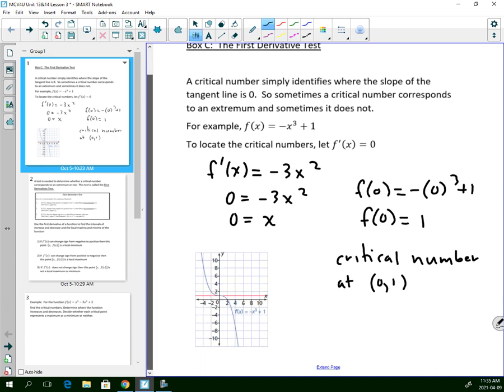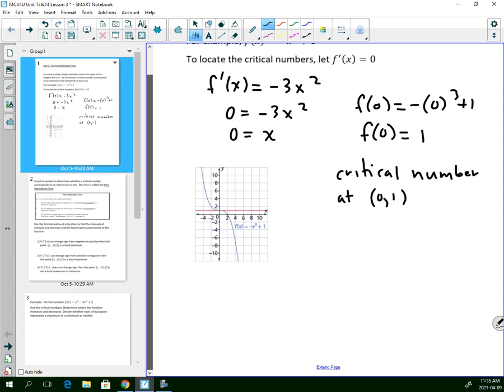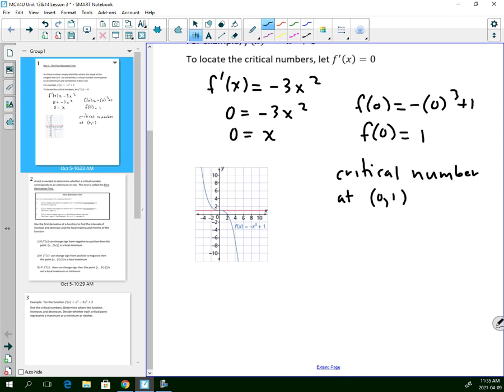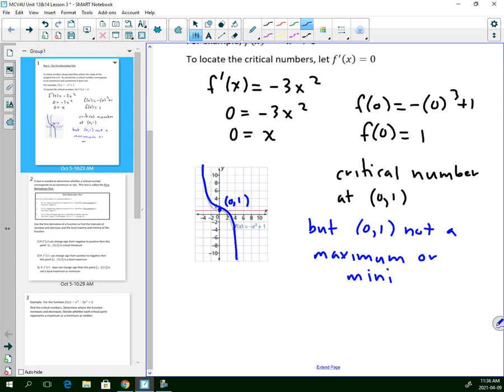But if we look at the graph of negative x cubed plus 1, which is here, we can see here's the point that we just found, the critical number. We found the critical number to be 0, 1. We can see that it is not a maximum or a minimum. In fact, the graph continues, it's decreasing, and then it continues to decrease. So 0, 1 is not a maximum or a minimum. So although it is a critical number, it is not always an extrema.